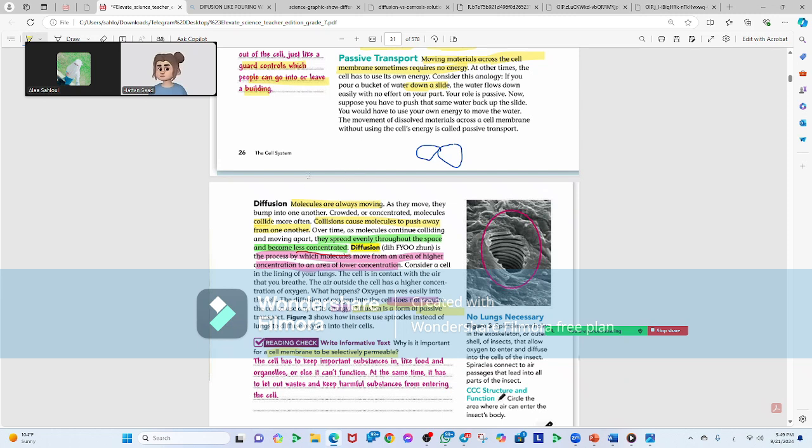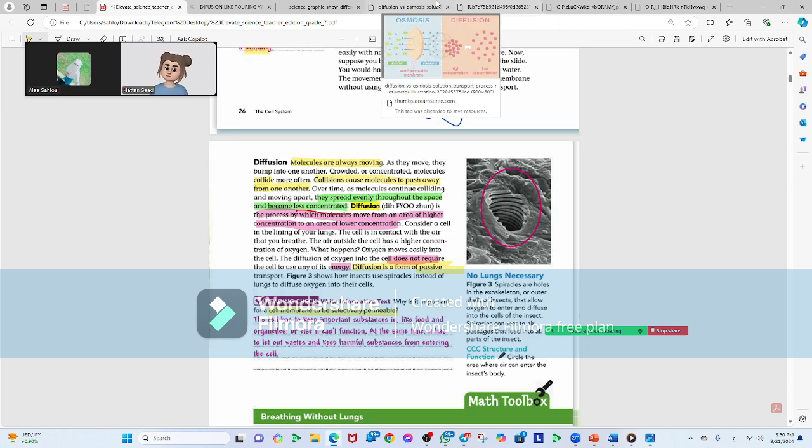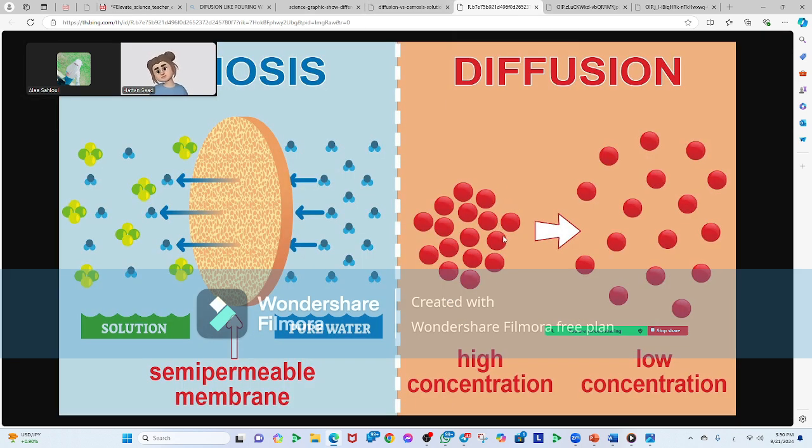So here molecules are always moving. Molecules collide, causing molecules to push away from each other. It's like when you clap your hands, when you collide or hit each other, they push away from each other. So here, when they collide with each other, they move apart from each other and begin moving toward low concentration.